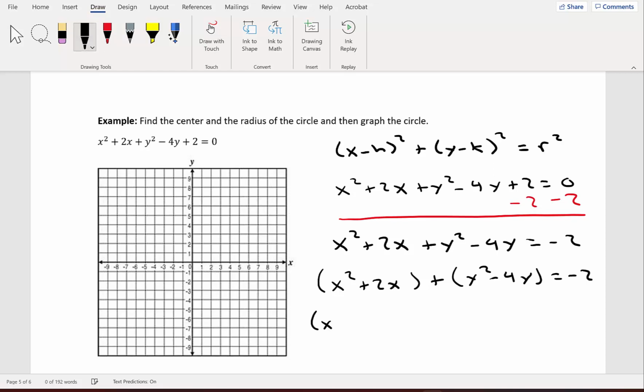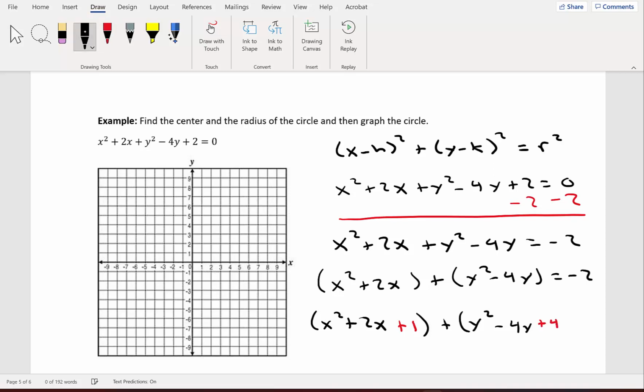So I have to add 1 to both sides of the equation. So I have x squared plus 2x plus 1. And then if I complete the square for my y's, I take half of the coefficient of y. So half of 4 is 2. And then 2 raised to the second power gives me 4. So I have to add 4 to both sides of my equation.